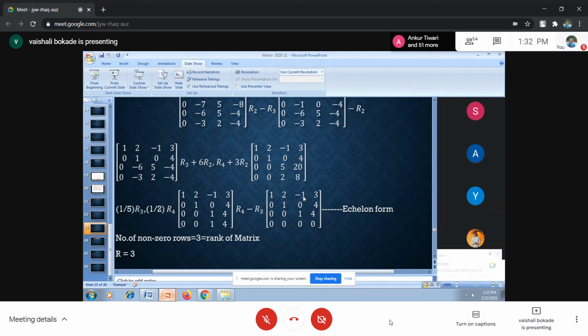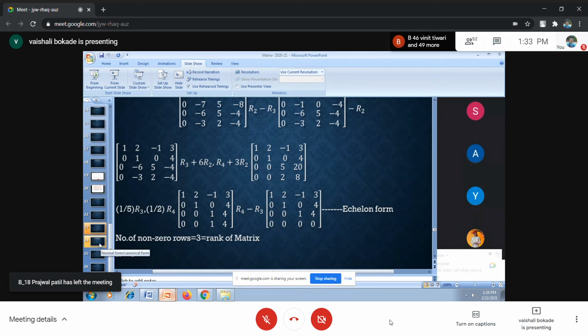After that, use R1 to convert the first column elements to 0. After that, the element at the 2,2 place you have to make 1 using R3, R4 or R2 itself, and use R2 to convert the other elements in column C2 to 0. If you follow this sequence, then only you will get the rank correct. If you make a mistake in the row transformation sequence, you will not get the correct rank, remember. Most of the students make mistakes while using row transformation.